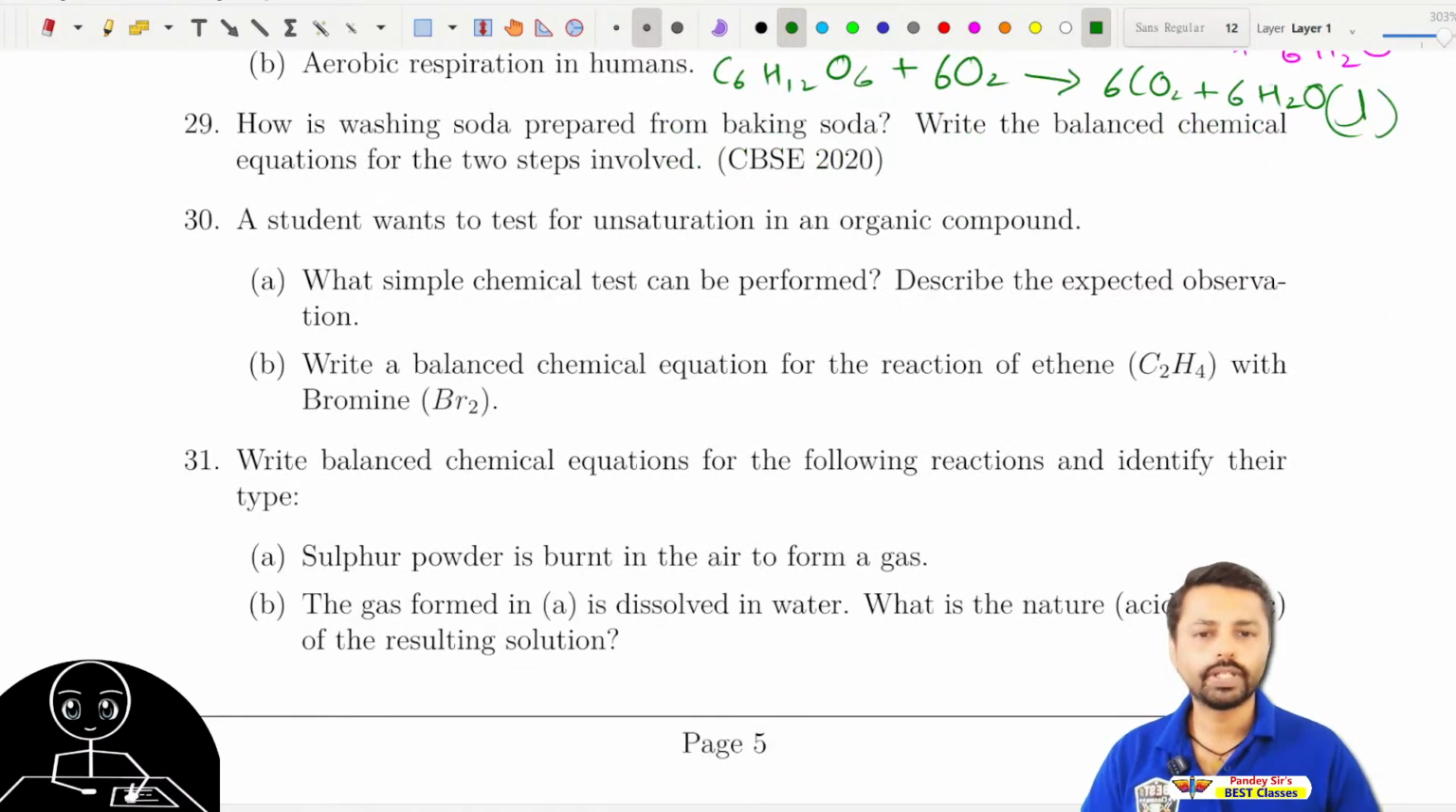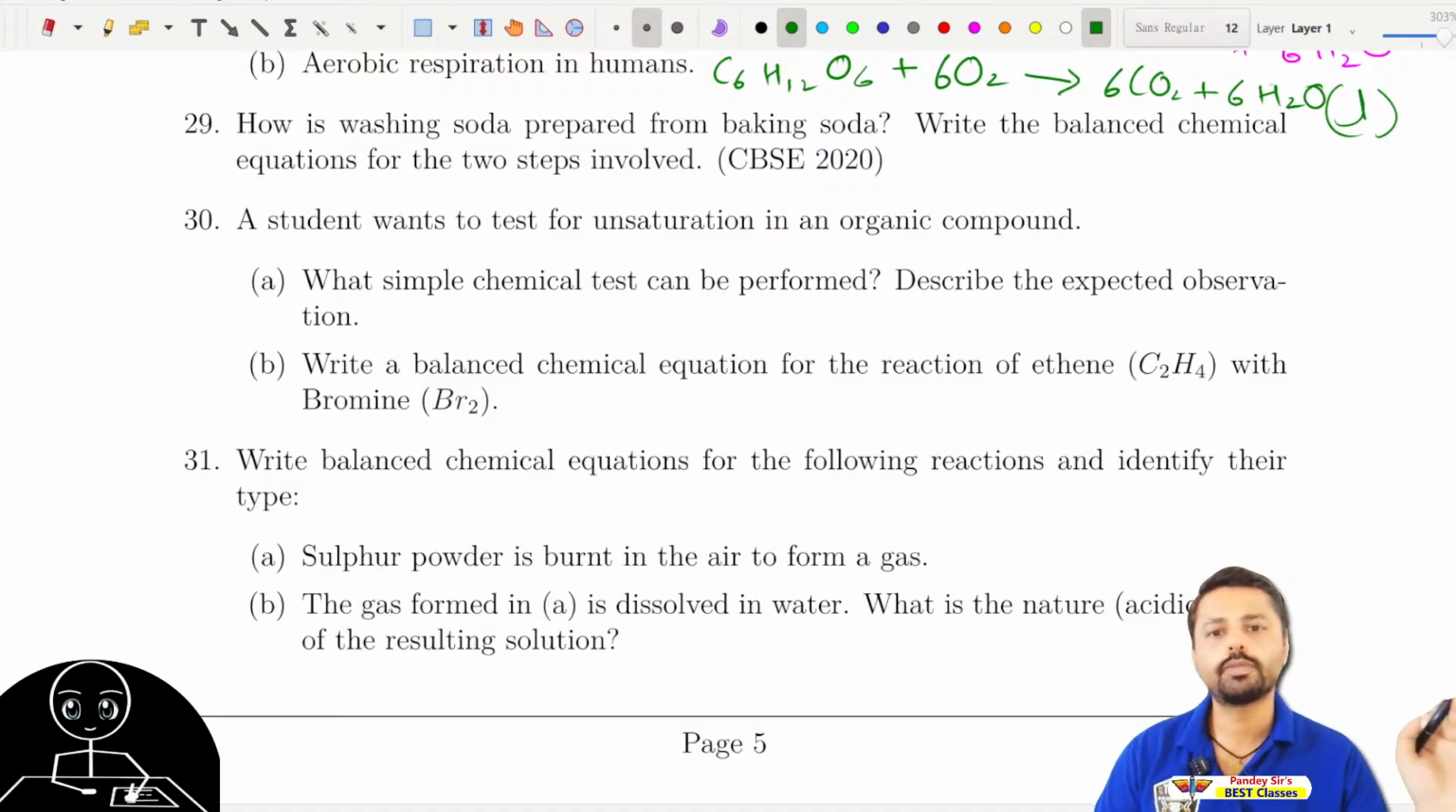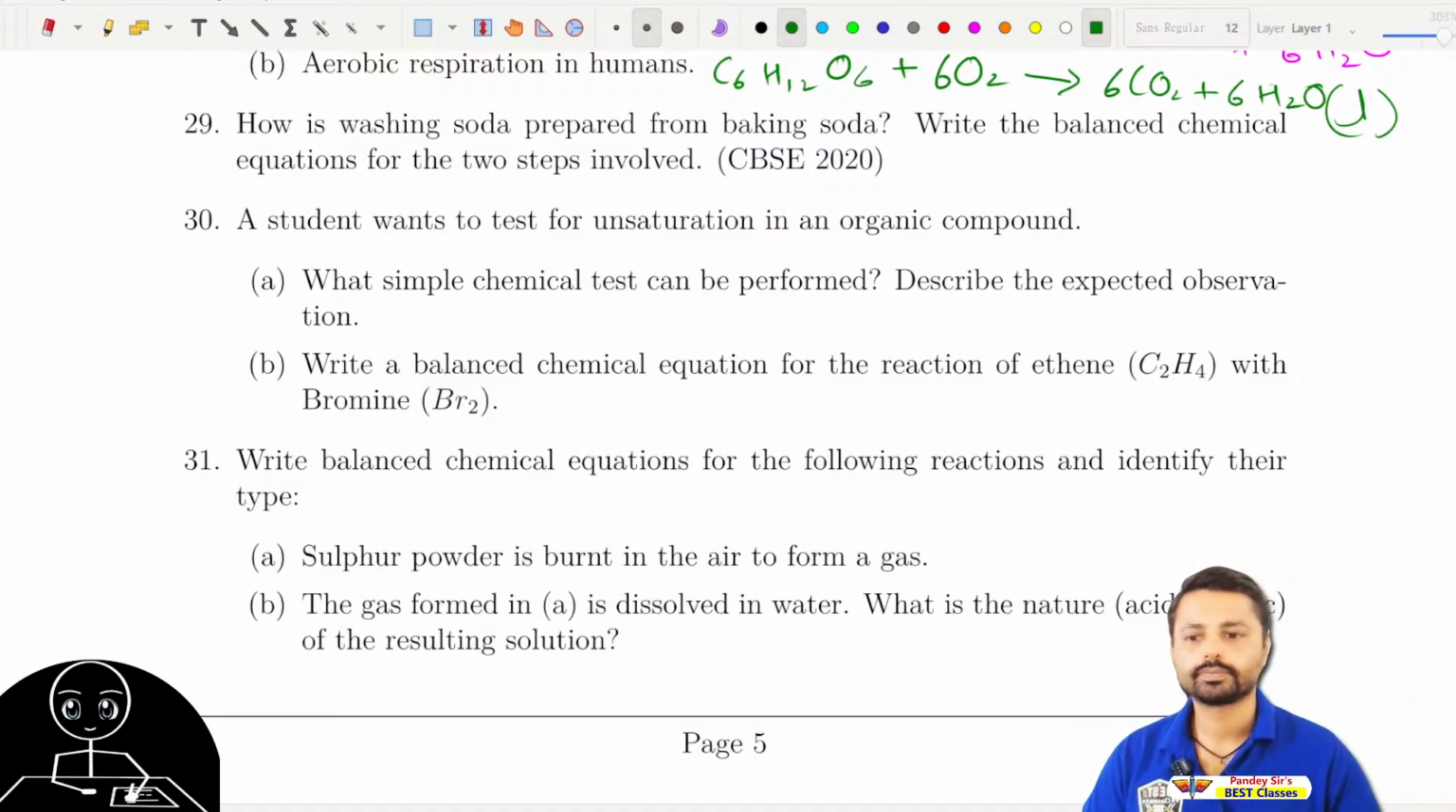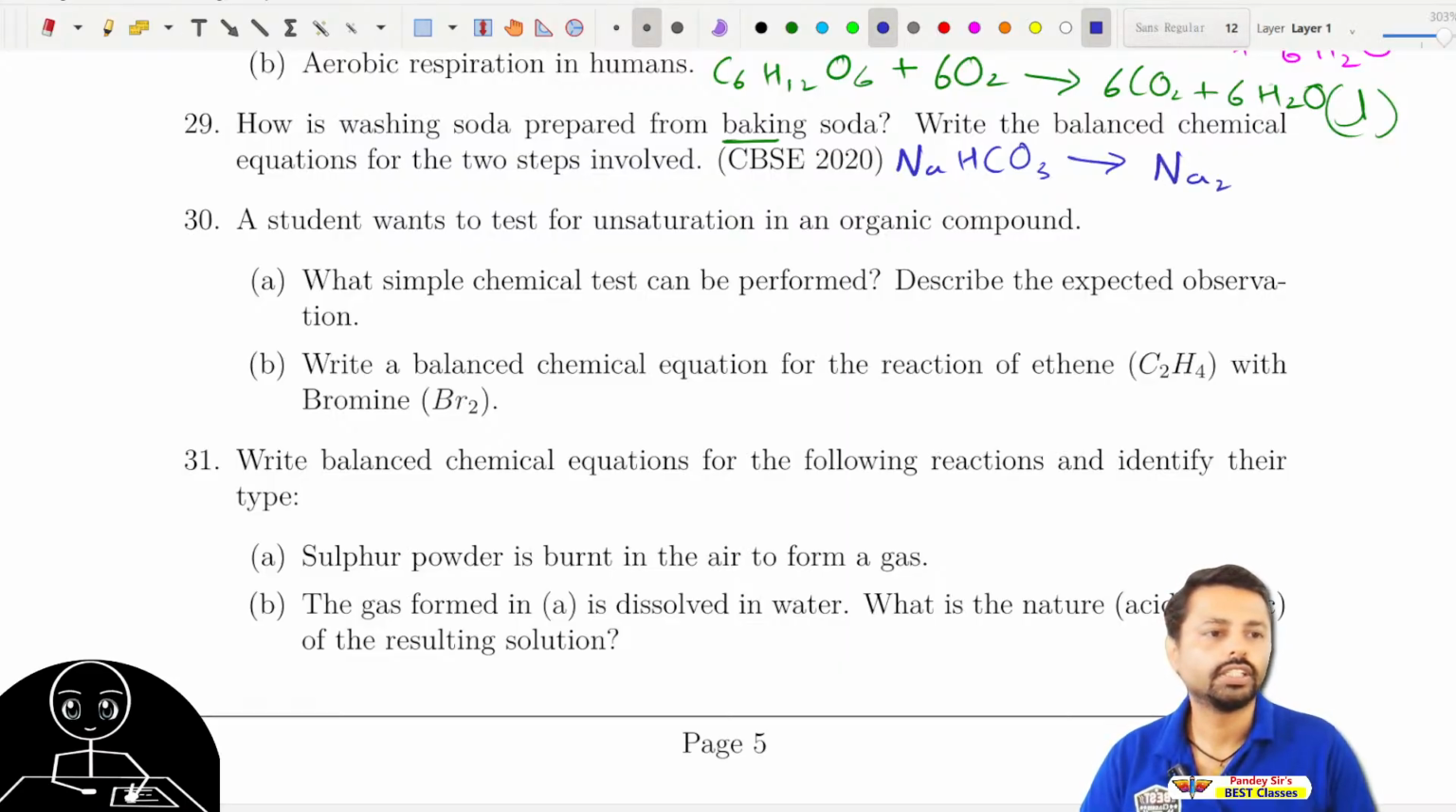How is washing soda prepared? From baking soda. Write the balanced chemical equation for the two steps involved. So baking soda is NaHCO3. It's heated and you get Na2CO3 plus H2O plus CO2. Washing soda produced. So this is the washing soda.